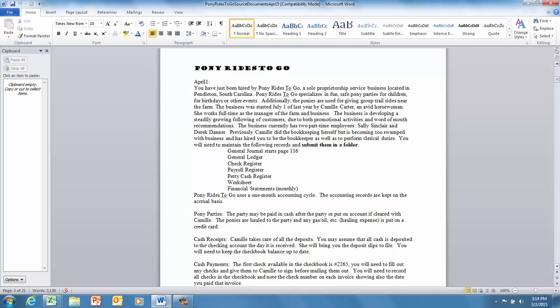You're told what records you're going to need, starting with the general journal and what page that general journal needs to start with. Again, your instructions may have a different starting page other than this page 116 that you see here, but you will need to follow your instructions. A general ledger you will have filled out.